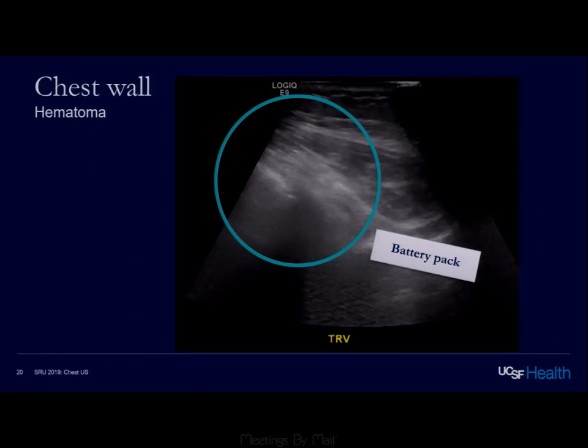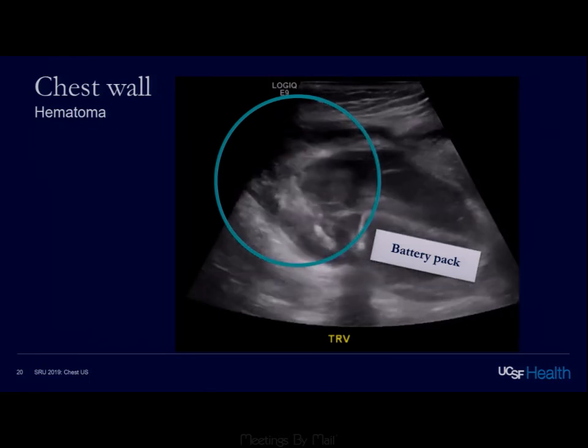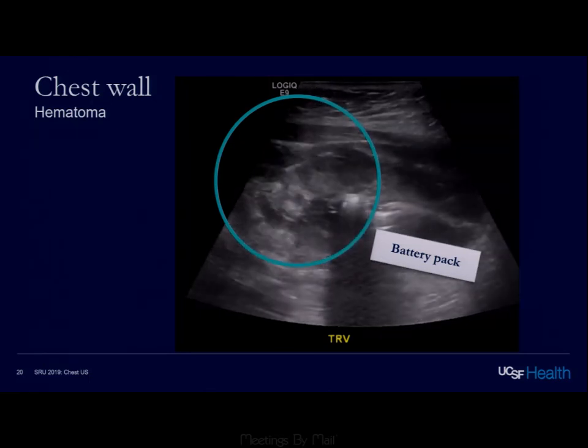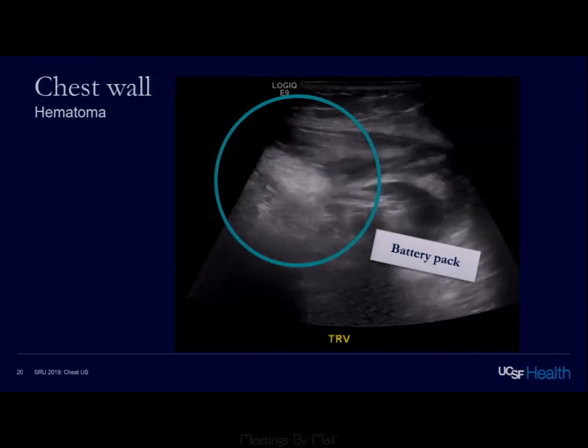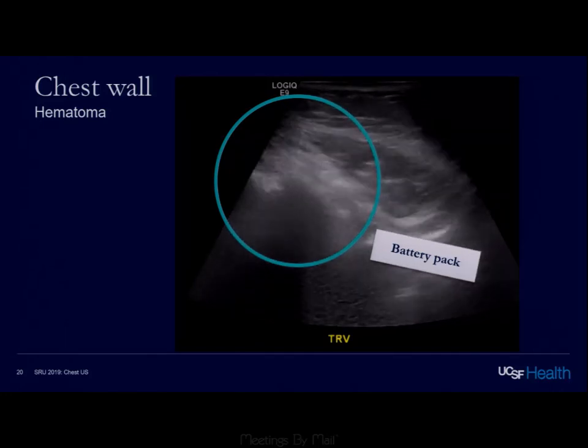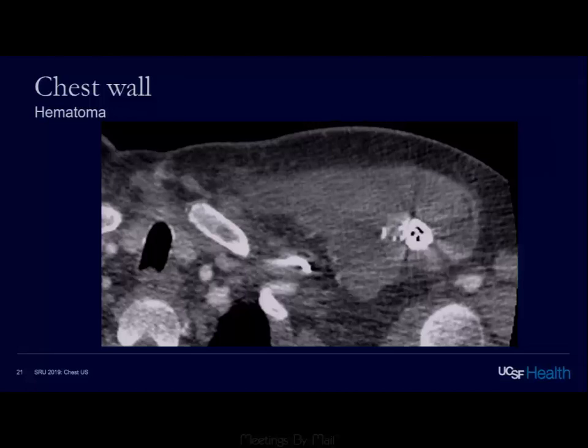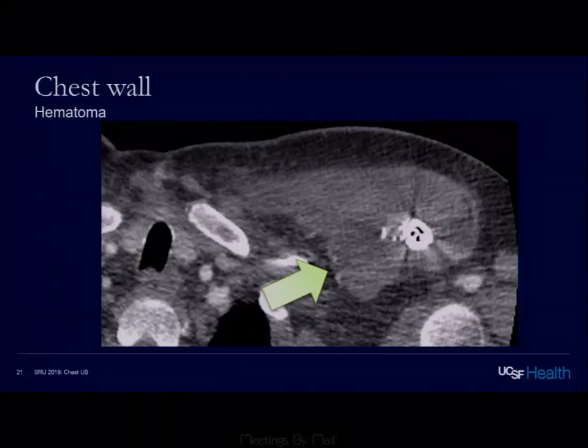And just adjacent to the battery pack, you see this complex fluid collection. It has echogenic debris, septations. So this was consistent with a hematoma. And this was a corresponding chest CT. So you can again see part of the battery pack and a hypoechoic fluid collection just adjacent to it. But it's really hard to appreciate the complex nature of this fluid collection based on the CT hypodense appearance alone. So this is where the superior spatial resolution of ultrasound can be really helpful for the clinicians.